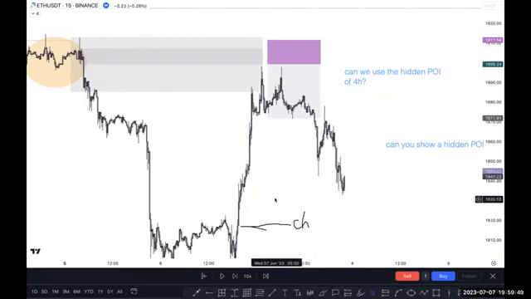Okay, so right now you have to wait for a chalk or flip because the market mitigated your order block. So where is our chalk in this case?